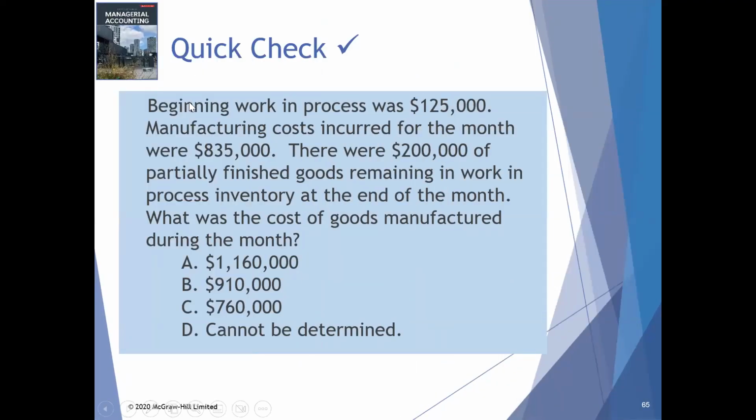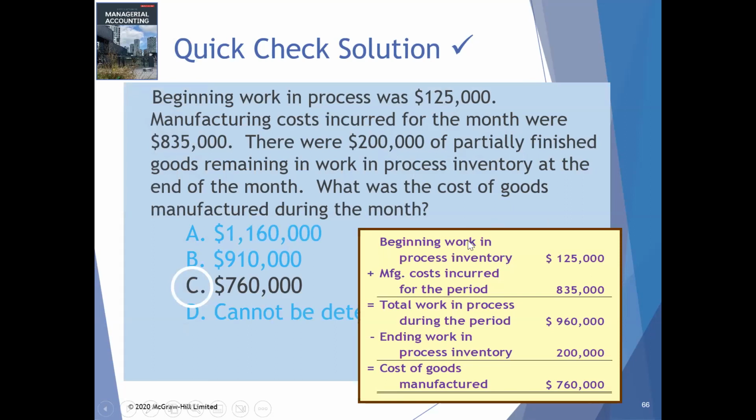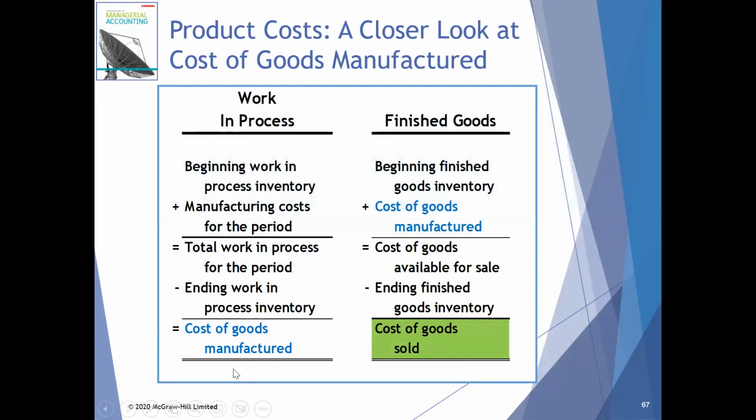Let's see. So now we have opening balance plus manufacturing cost. Then we have partially finished goods remaining in the work in progress. It means we will add something and subtract something. So that will come to the conclusion, and that will be 760. How did we calculate it? This is opening work in progress plus manufacturing cost incurred during the period. Then we have a closing stock, and the result is the cost of goods manufactured. Now work in progress, cost of goods manufactured.